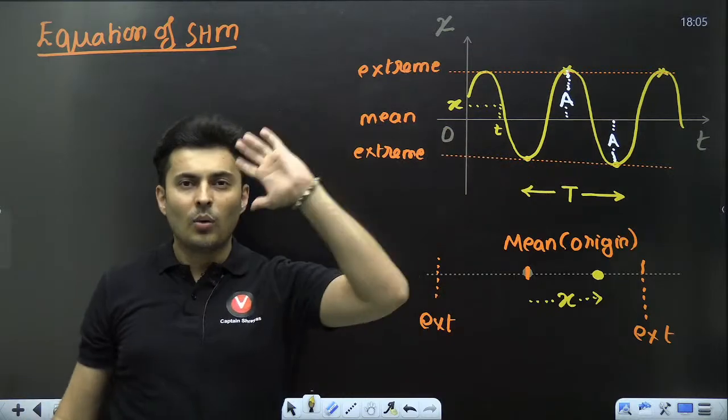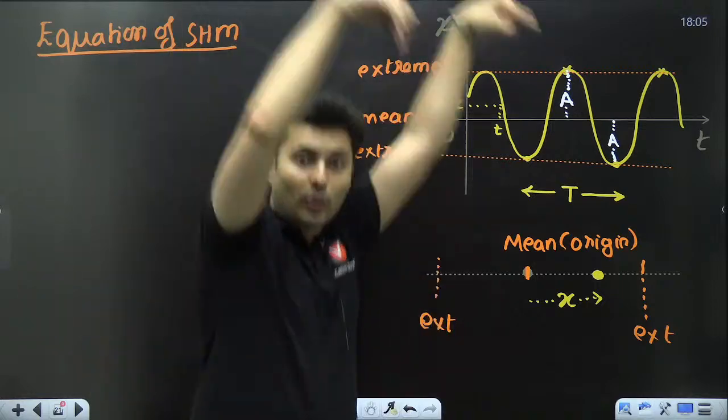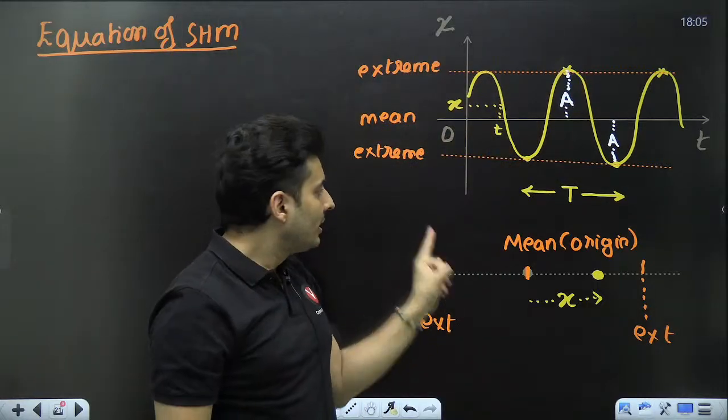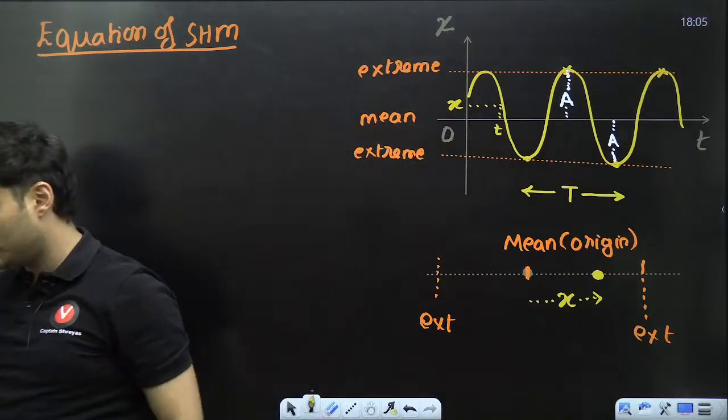Is that clear? What this is graphically, what this is actually? The particle is not going like this. The particle is going like this. This is the graphical representation of it.